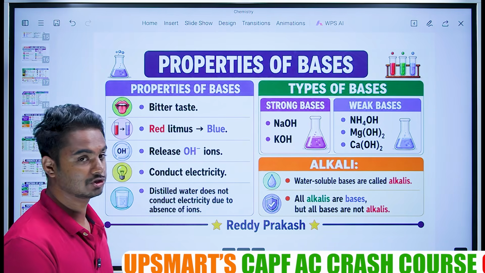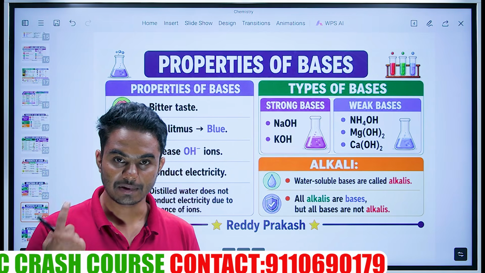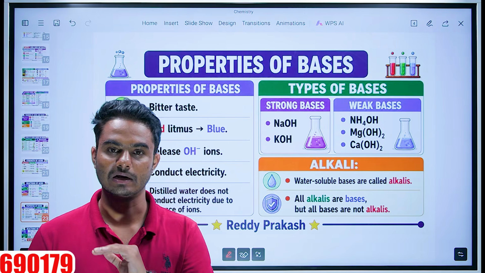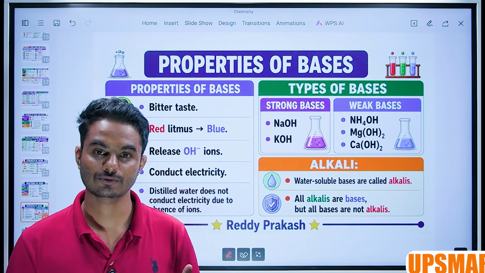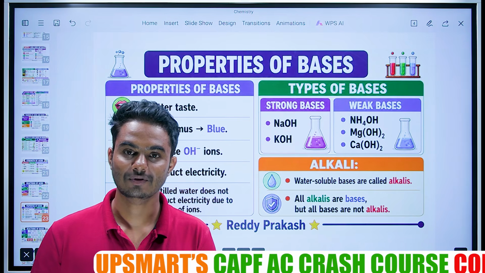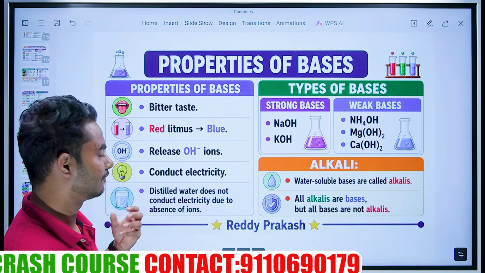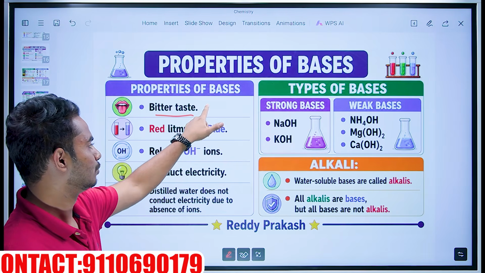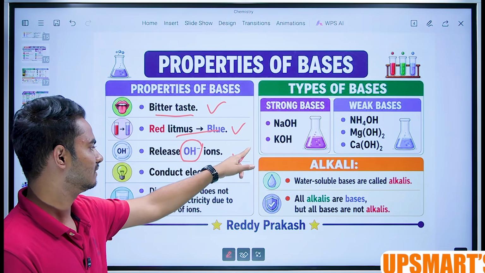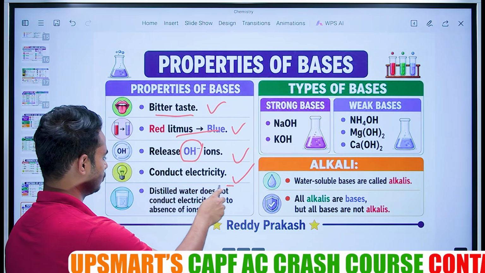So you were told the properties of acids. Acids will taste sour, bases will taste bitter. Both acids as well as bases conduct electricity. Acids will have lesser pH, that is 0 to 7. Bases will have greater pH, that is 7 to 14. These are a few things. Bitter taste, you know this. Litmus test, you know this. OH minus ion, you know this. Electricity, you know this. Now, this is something which you should know.